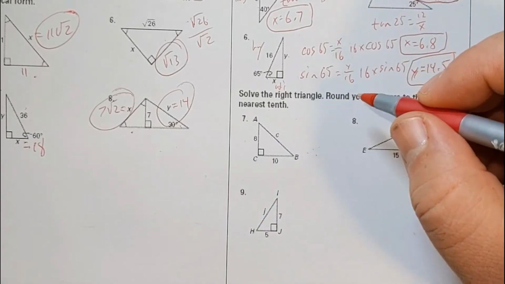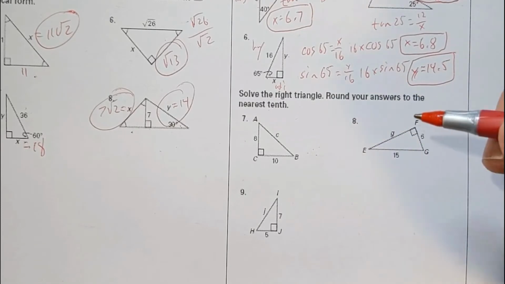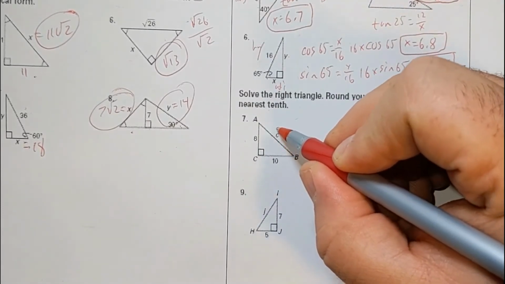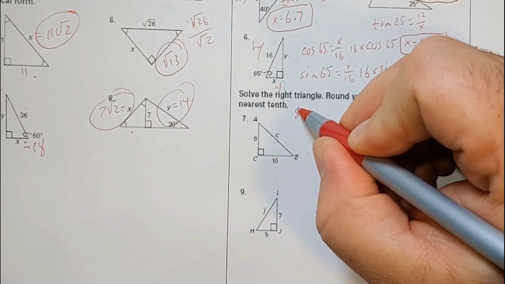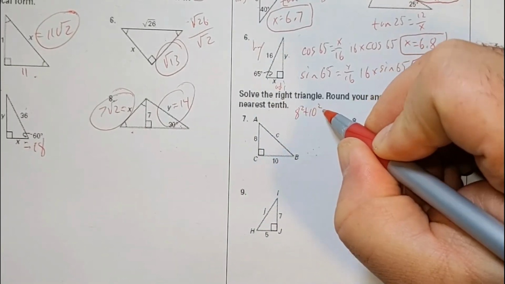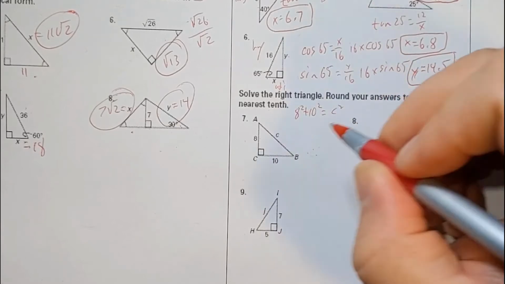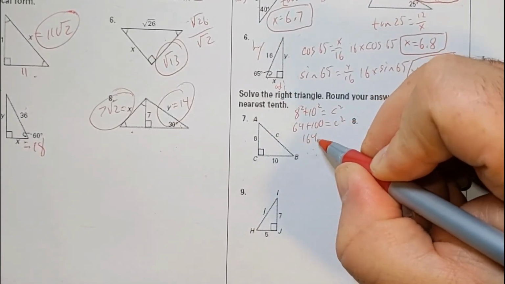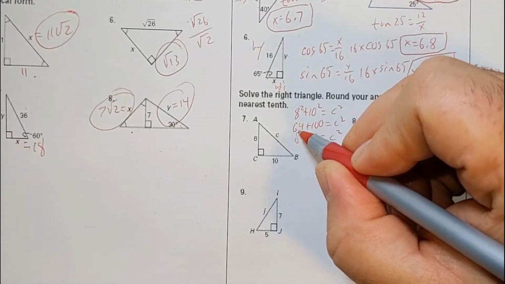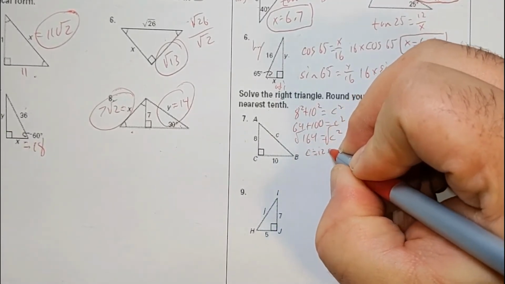For number 7, it says solve the right triangle, round your answer to the nearest tenth. So that means that you're going to find the missing sides and missing angles. So like over here, we're looking for C. You're going to use Pythagorean theorem. That's an 8 and that's a 10. Those are the legs. So 8 and 10 go together, and then C goes on the other side. That's 64 plus 100. That's 164. And then you square root it, and you find out C is 12.8.